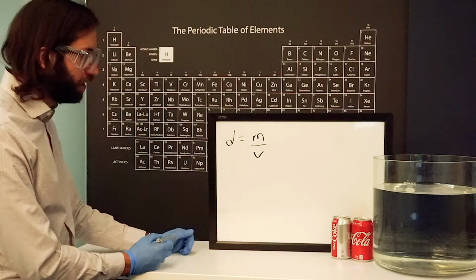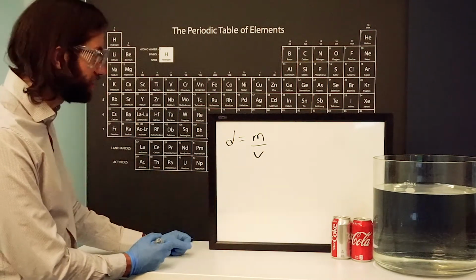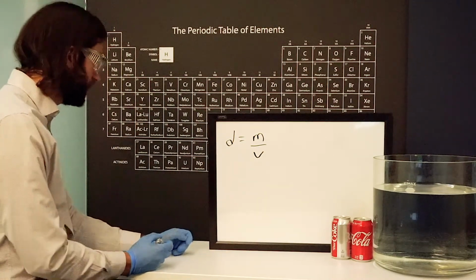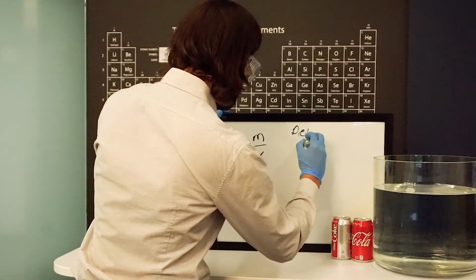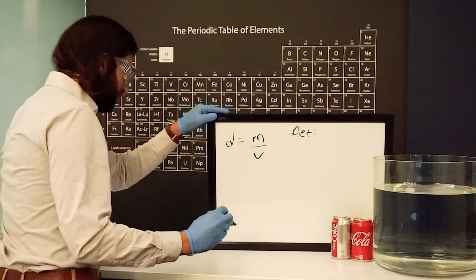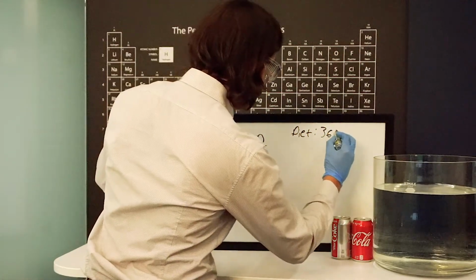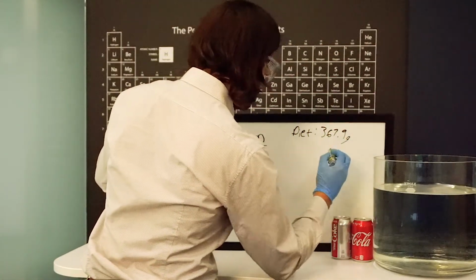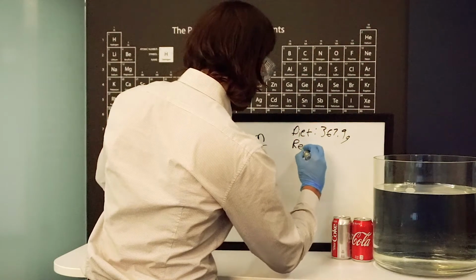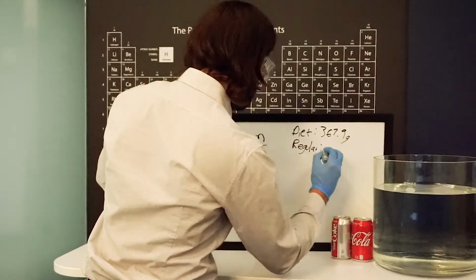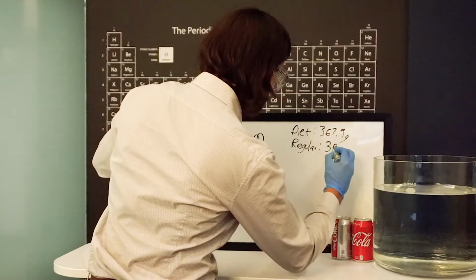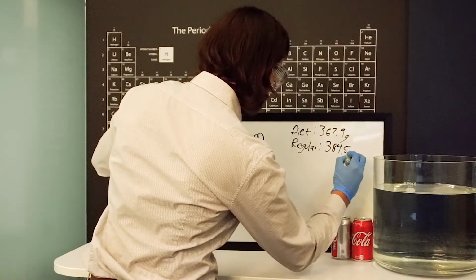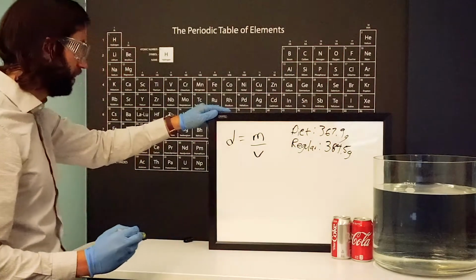And so what I did is I weighed these, the regular Coke and the Diet Coke. And the Diet Coke weighed 367.9 grams. And the regular weighed 384.5. Okay, so we know our mass.